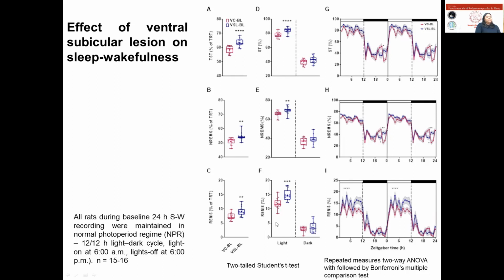All these animals were maintained in normal photoperiod, 12-hour light and 12-hour darkness. This graph shows a distribution of sleep, non-REM and REM across one-hour bins.